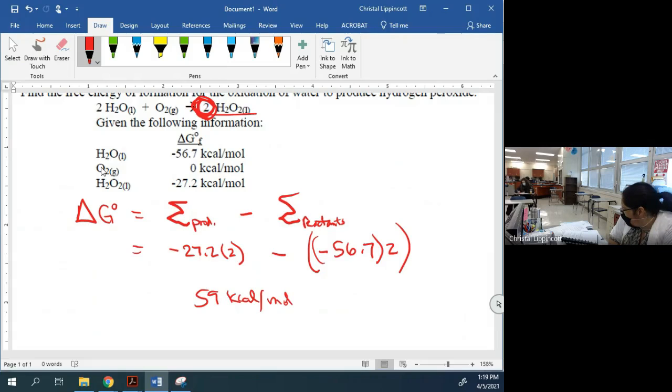Thermodynamically favorable, yes or no? And how do you know? Because it's positive. Correct. Good job. Excellent work there.